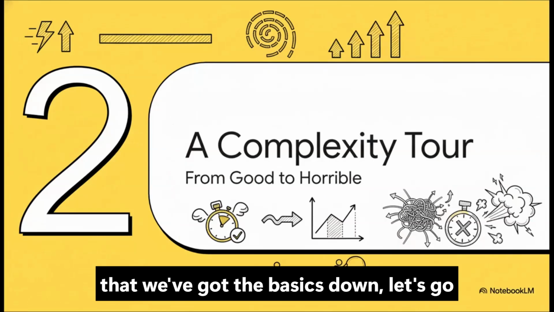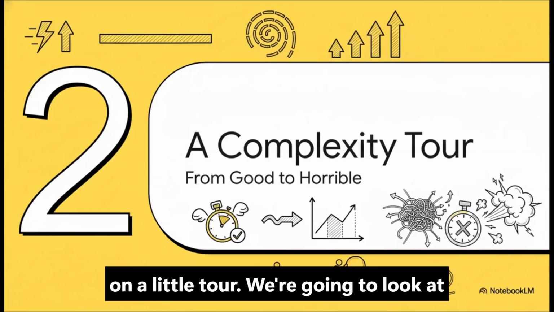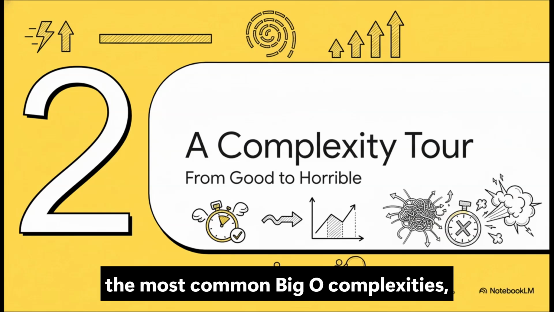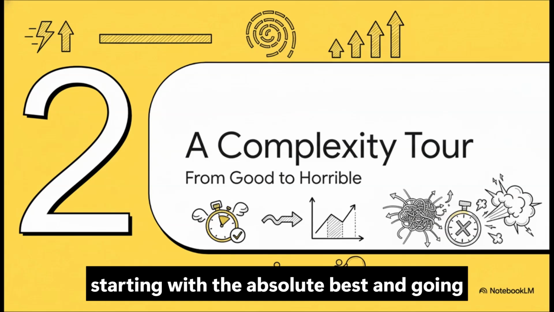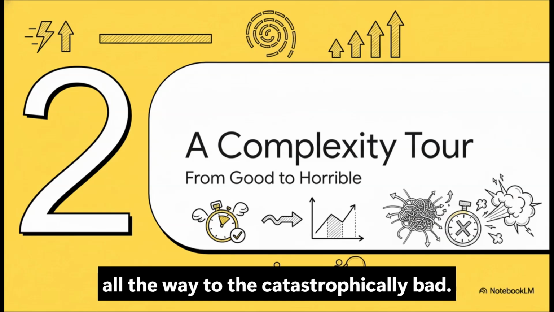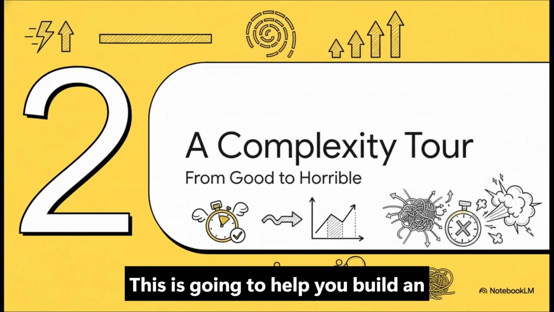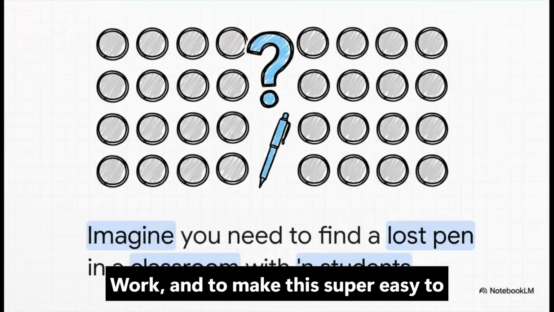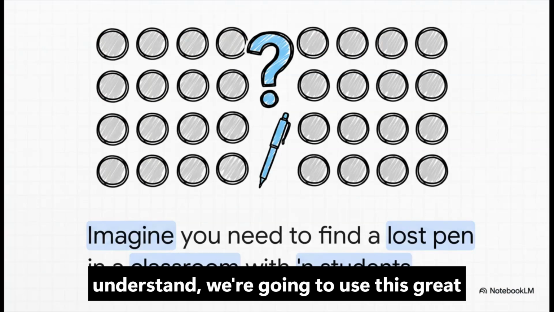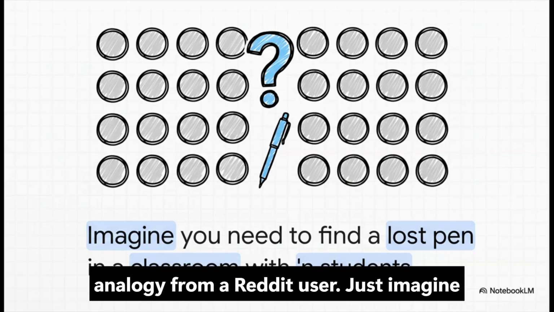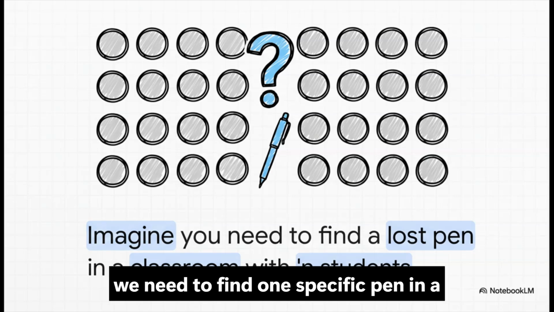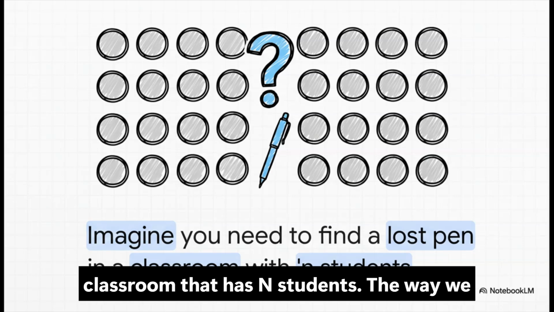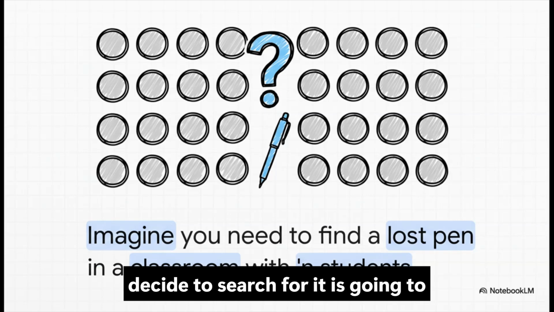All right, now that we've got the basics down, let's go on a little tour. We're going to look at the most common Big O complexities, starting with the absolute best and going all the way to the catastrophically bad. This is going to help you build an intuition for spotting these in your own work. And to make this super easy to understand, we're going to use this great analogy from a Reddit user. Just imagine we need to find one specific pen in a classroom that has n students. The way we decide to search for it is going to define our Big O complexity.